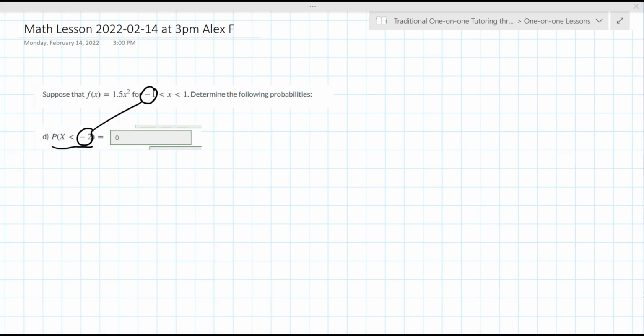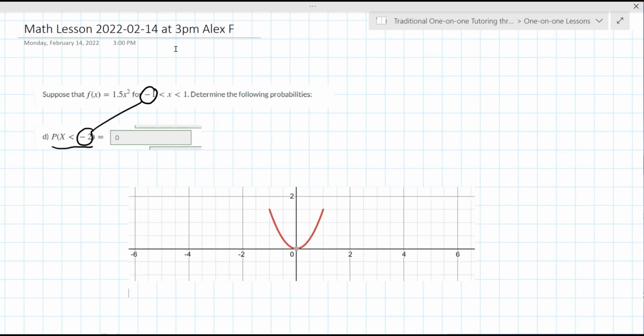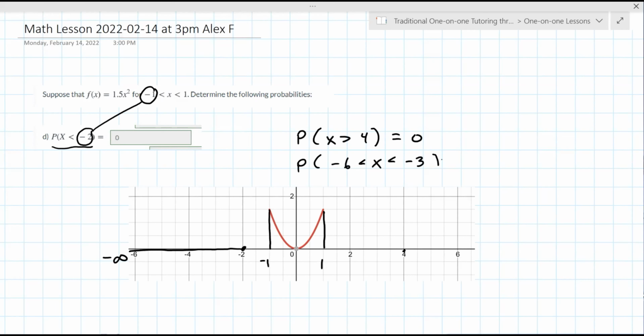And your instructor could similarly ask a lot of questions that have the same answer. So basically saying, well, what's the area from -infinity to -2? What's the area under the curve on that one? And there is no area because it doesn't even start until -1 here, the +1. So if I asked you the probability that x is greater than 4, that's also 0, because from 4 to infinity, there's nothing under the curve. I could ask you for the probability from, I don't know, -6 to -3, and that's also 0.